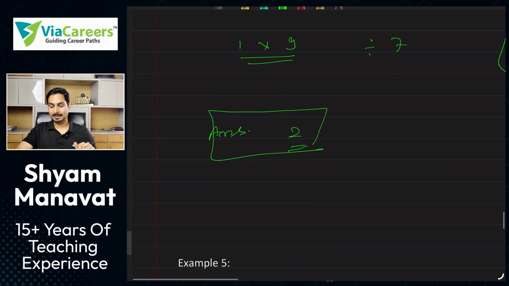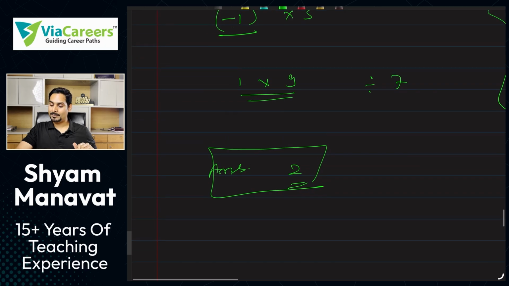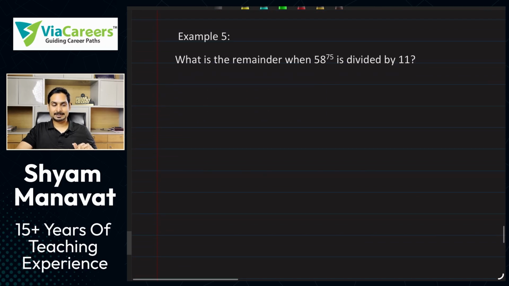Yes, it is possible. Okay, let's see some more examples. Let's see how much you understood. Okay, let's check some more examples. So here 58 raised to 75 divided by 11. Easier than the previous example, right? So if you want, you can pause the video and try this question by yourself. Okay, or we can do it together. So let's do it together.